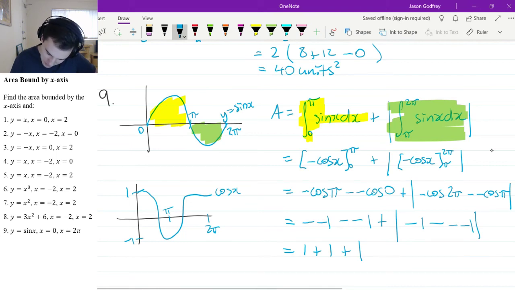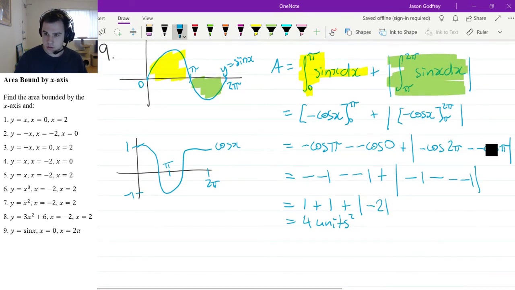So minus 1 minus minus 1, that becomes 2, cancel out to be plus, so that's minus 1. So minus 1 minus another one is minus 2, and so we get 1 plus 1 is 2, plus the absolute value of negative 2 is 2. Altogether we get 4 square units.